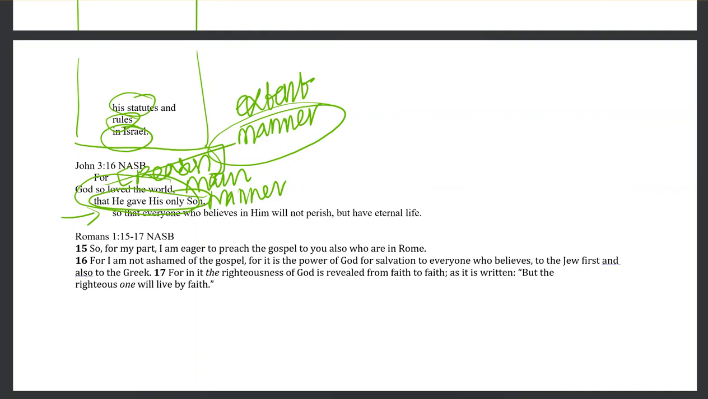God so loved the world. God loved the world in this manner. And the manner, in what manner? The manner is that he gave his only son. So that is the purpose of God's loving the world in that manner.